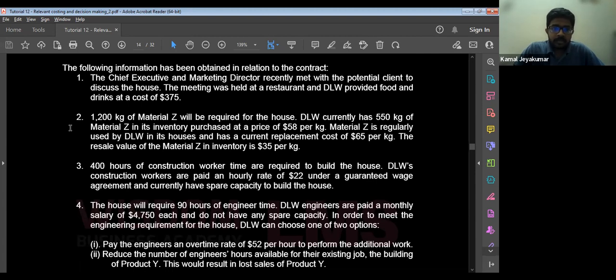If you have 550 kilograms in your inventory, you need 1,200 kilograms. Replacement cost is $65 per kilogram, and the resale value is $35 per kilogram, right? And this is a material that is regularly used in DLW's business, right? So what is the relevant cost? Somebody is saying 69,600. That answer is wrong.